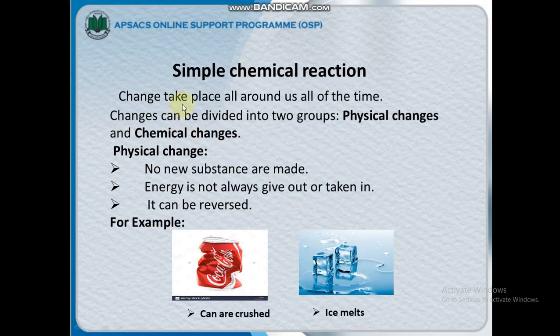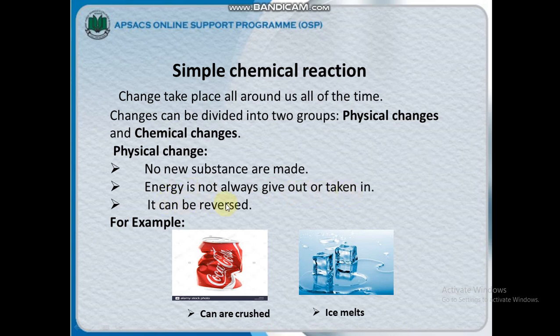Now we start our topic, simple chemical reaction. Changes take place all around us all of the time. Changes can be divided into two groups: physical changes and chemical changes. It is important to understand the differences between a physical change and a chemical change. Physical change: no new substances are made. Energy is not always given out or taken in.